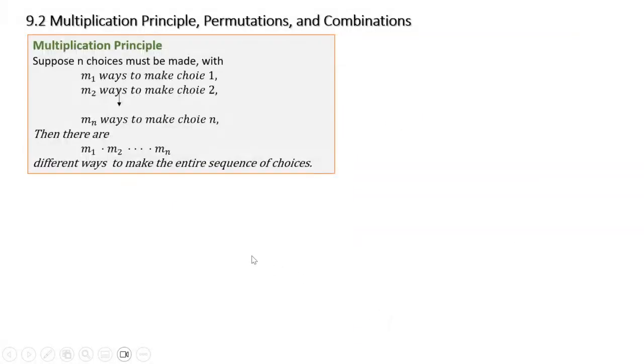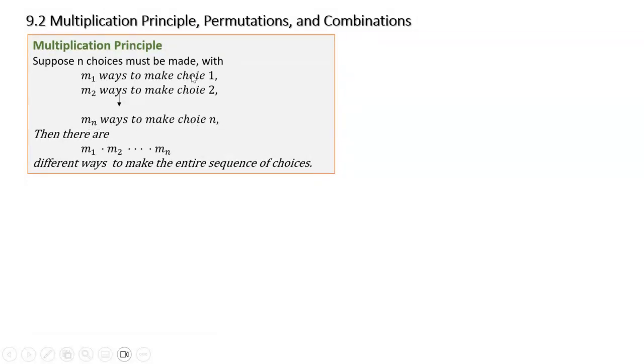Okay, now we're doing 9.2, which is multiplication principles, permutations, and combinations. And again, I only did a few examples of the topics because I want to go over the review that I give to my students. Okay, for the exam number 4. Multiplication principles. Okay, it's like this. Suppose n choices must be made with n1 ways to make choice 1, n2 ways to make choice 2, and we go down the line until we find nm ways to make choice n.